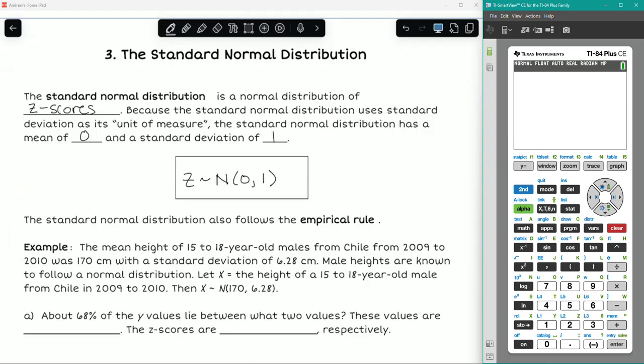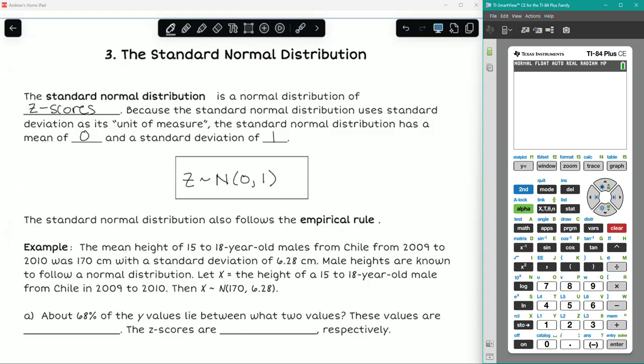to look up probabilities. We're going to take a look at that in our next video just so you can see how that process works, and the video after that will look at how to do it on our graphing calculators. For now, we're going to focus just on some properties of the standard normal distribution. And the first thing to know is that the standard normal distribution follows the empirical rule just like any other normal distribution.